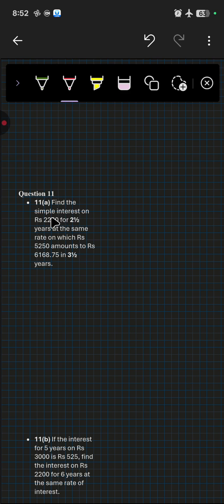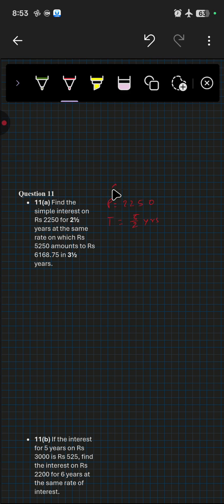Question number 11. Find the simple interest on rupees 2250 for 2.5 years. It means this is the principal, 2250, for 2.5 years. The time is given as a mixed fraction, so we will convert it into an improper fraction, 5 by 2 years, on which this much amounts to be rupees this much. Find the simple interest on rupees 2250 for 2.5 years at the same rate.